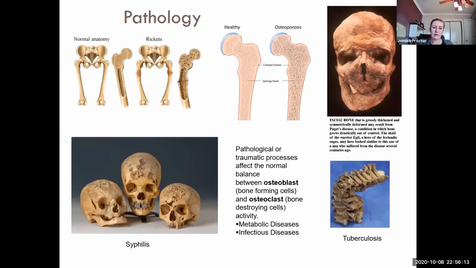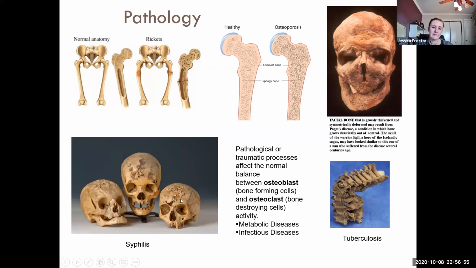All right, pathology. This is looking at diseases that may have affected the individual. This is looking at nutritional deficiencies, things like rickets, osteoarthritis. So pathological or traumatic processes affect the normal balance between the osteoblast. Remembering back to chapter 6, or I believe it was chapter 5 actually, the osteoblast is the bone forming cell, and the osteoclast is the bone destroying cell. So these can be metabolic diseases, degenerative diseases, infectious diseases. Tuberculosis, for example, can cause deformations of the cervical column and of the vertebrae.